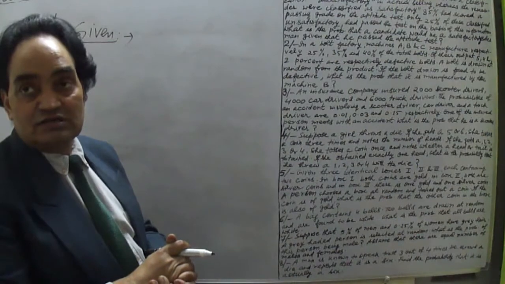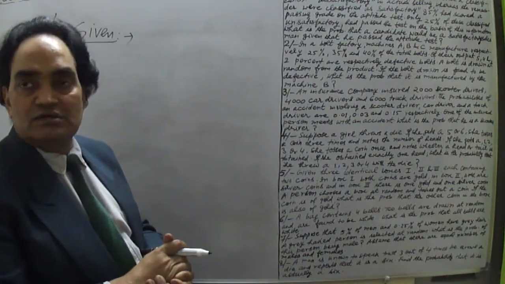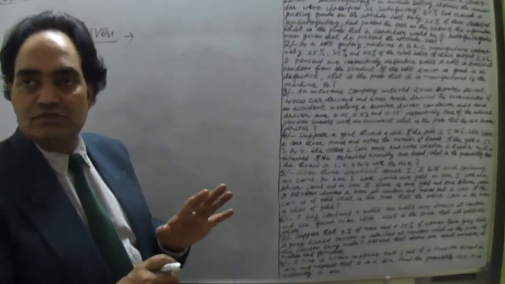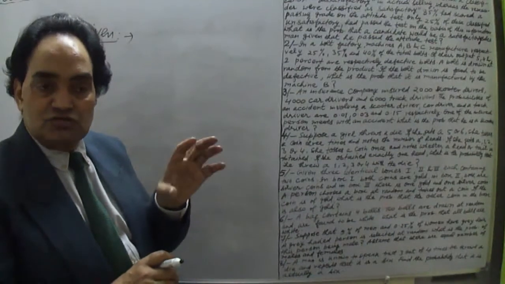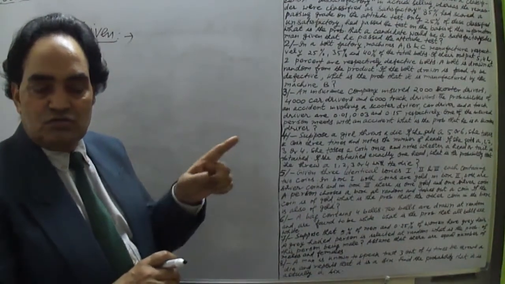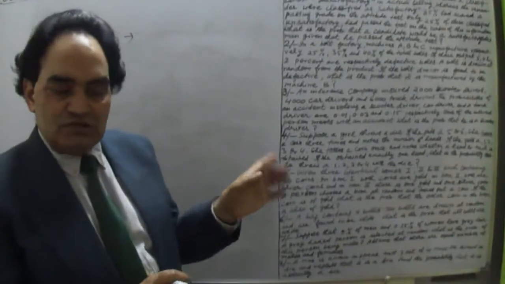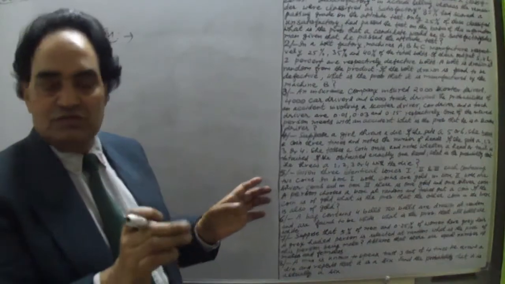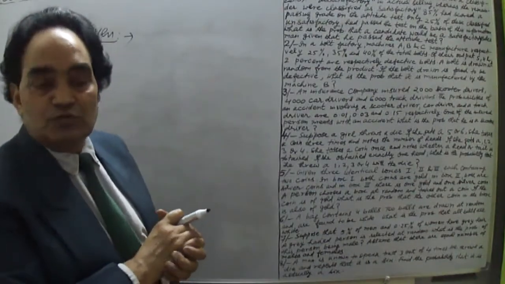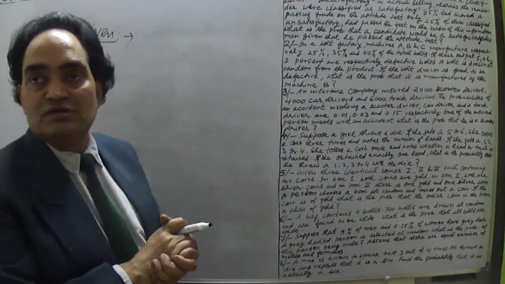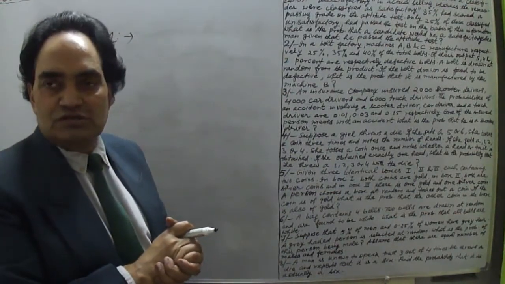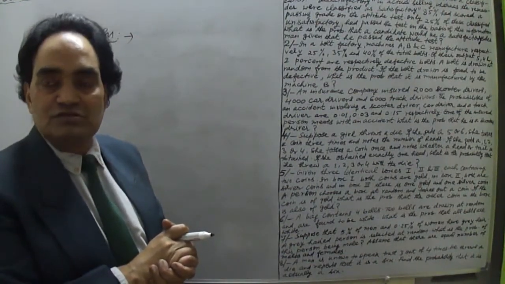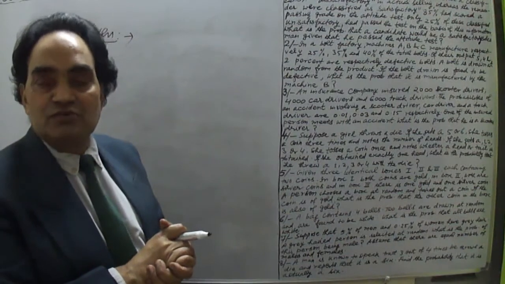Now he can either tell a lie or say the truth. He throws a die and says that it is 6. If he is saying 6 and it is 6, he is telling the truth. 6 is one of the 6 outcomes, so the probability of getting 6 is 1 upon 6. If the person is telling the truth, the probability of the man speaking the truth is 3 upon 4.